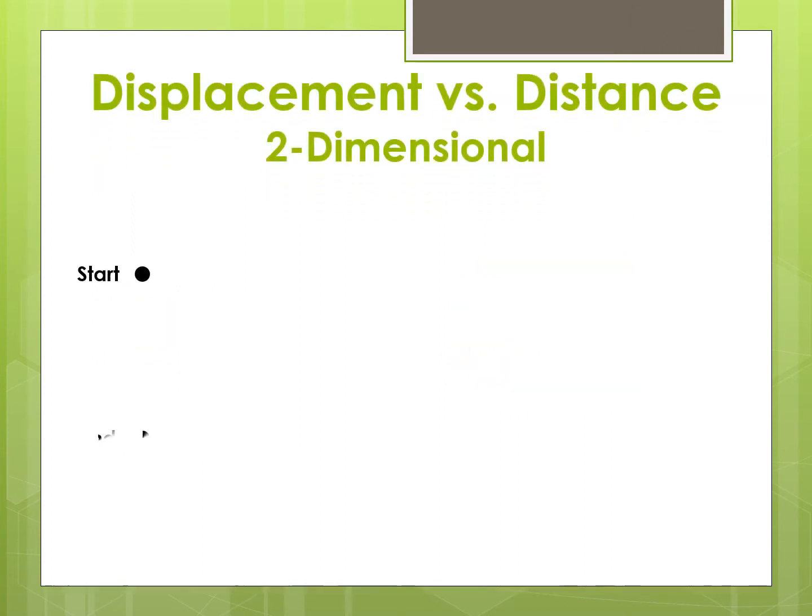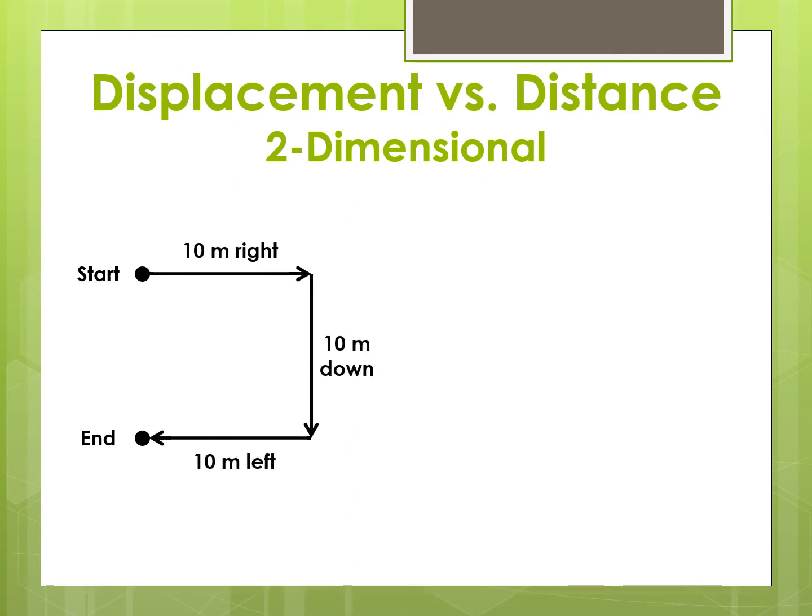Here we have an example of the difference between distance and displacement. Now we've talked about the difference between distance and displacement when we said that something moves 8 meters to the right and then 3 meters to the left and then 5 meters to the right, and then we talked about how the total distance traveled and the displacement are different. Here we have 10 meters to the right, 10 meters down, then 10 meters to the left to get from where we started to where we ended.